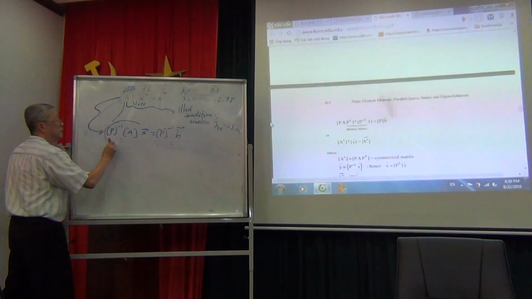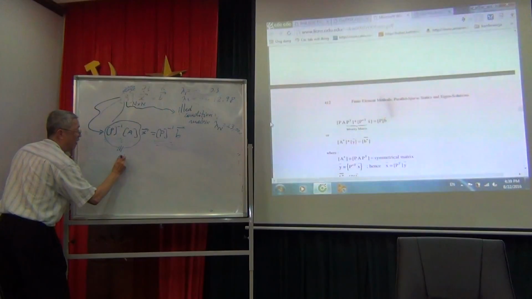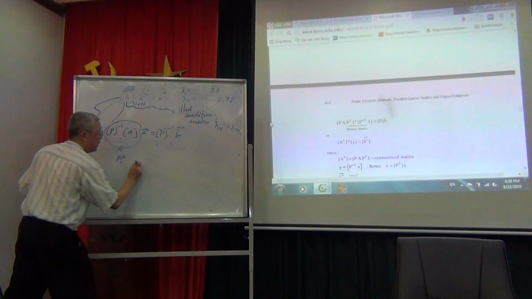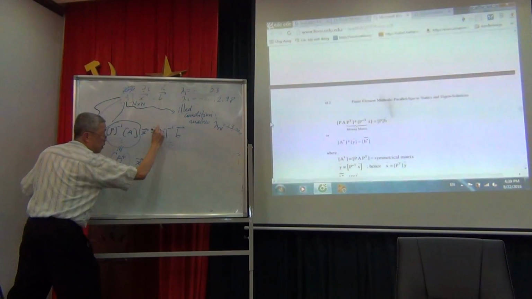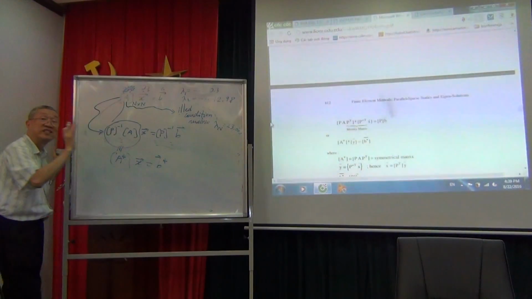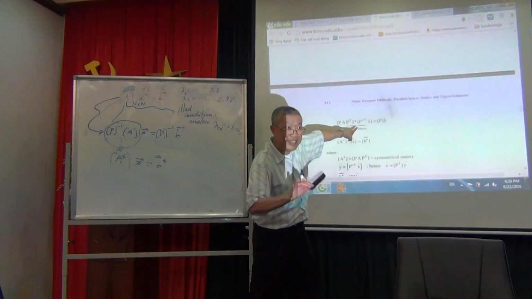This product, you give it a new name, you call A star. Alright? X is still here. And this product, you call it B star. You understand? This is a little bit different from this way. It's a little bit different.